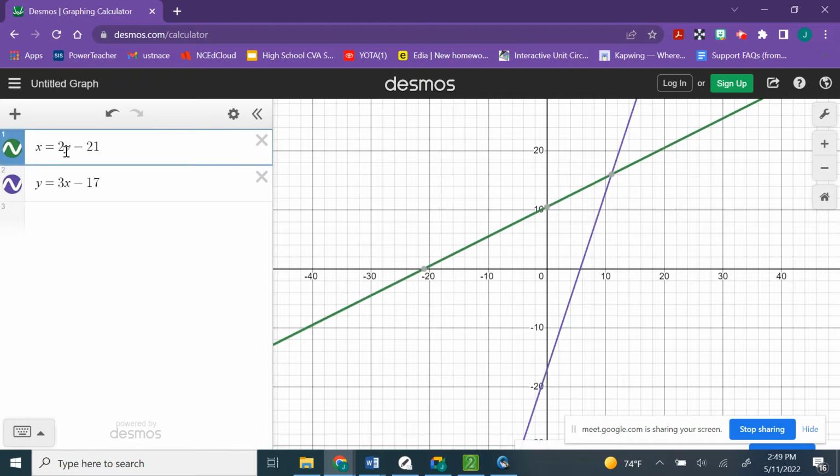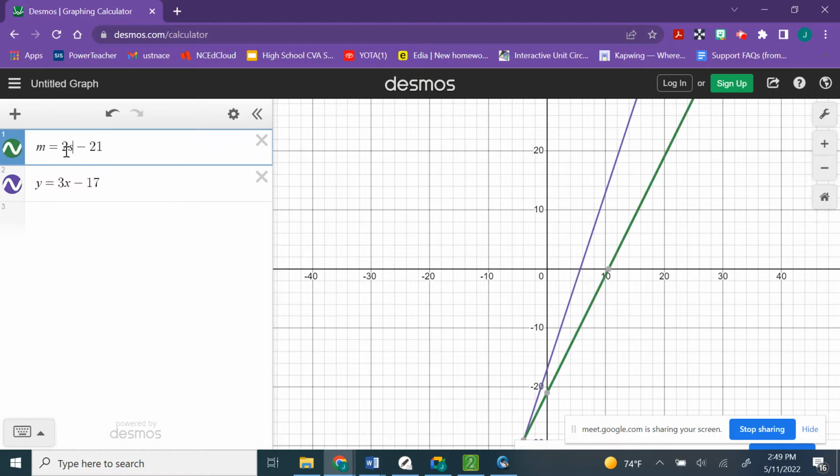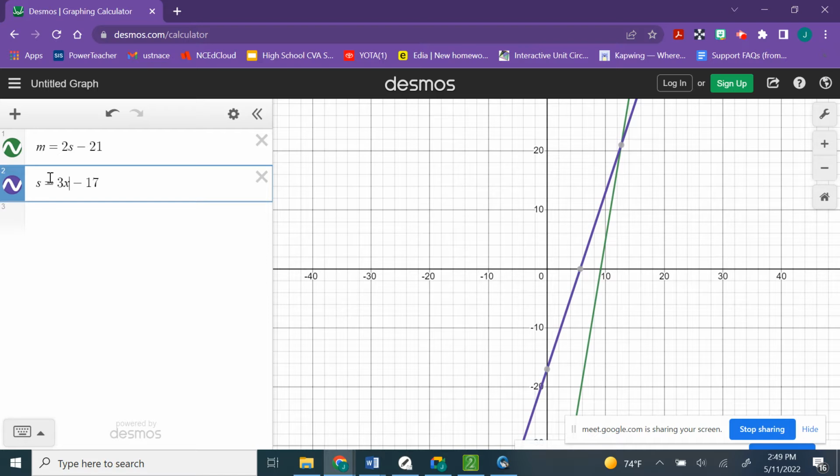And I don't know, actually, now that we're doing this and I'm here, let's try M and S. Oh, it'll work. Cool. So you can even do it with your... no, it doesn't. Okay, that's what I thought. So you have to use X and Y. So make sure you identify which one is X and which one is Y.